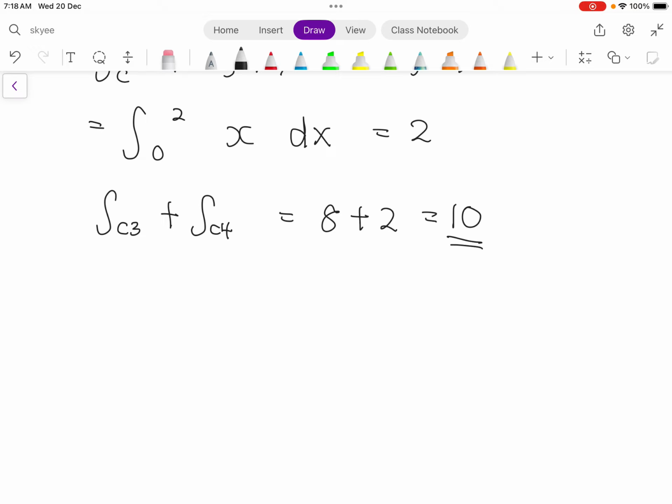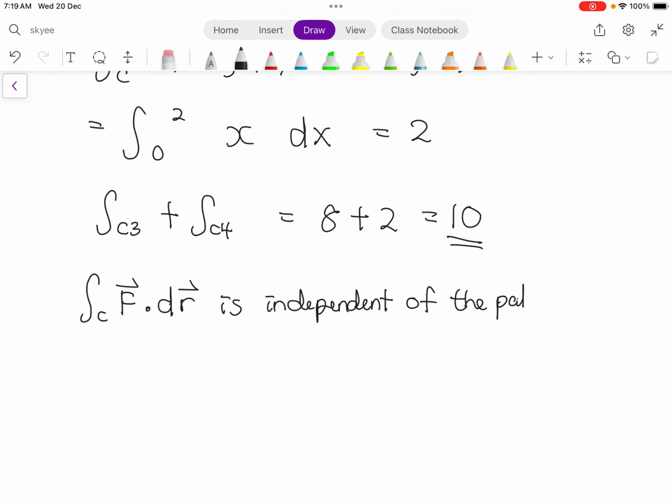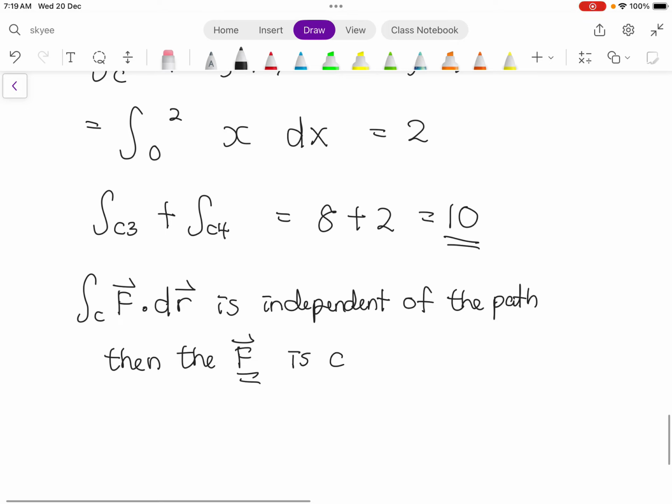So if you find that the line integral is independent of the path, then the f, this is the force, is conservative.